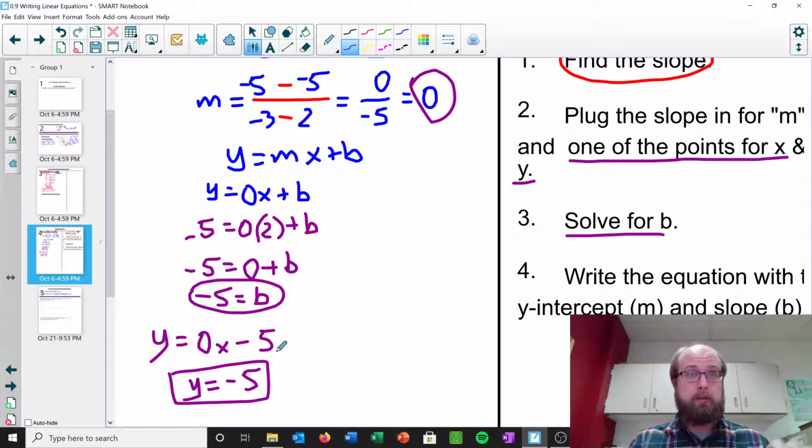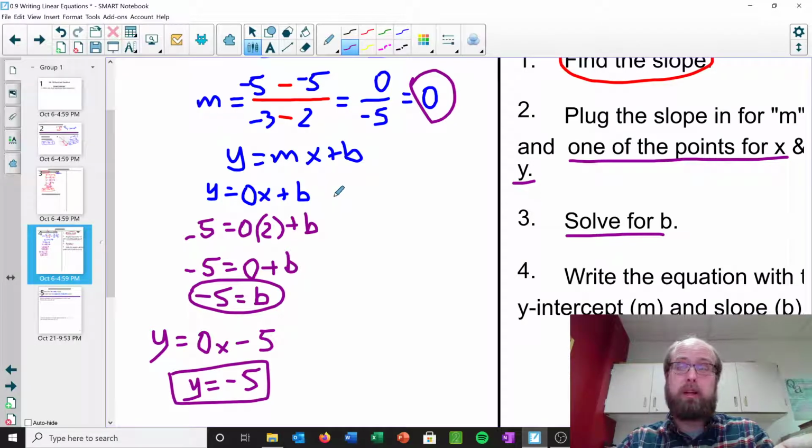So, try one of these out. We'll come back and we'll talk about the last type of problem here. But if you can do one of these, I think these are the toughest ones from this lesson. So, try one of these out. We'll come back and we'll look at our last examples.